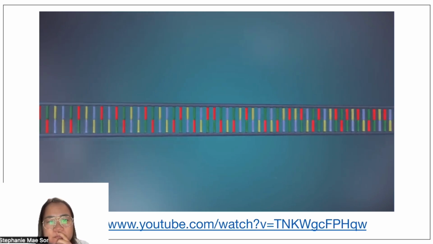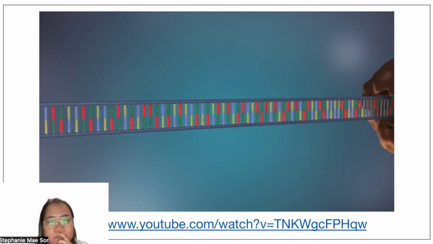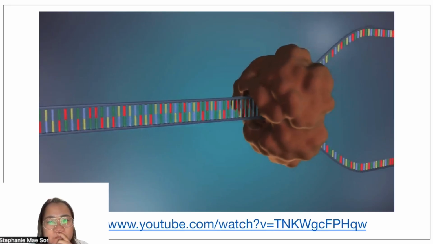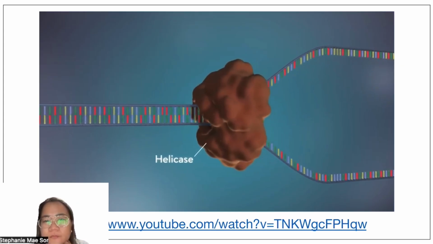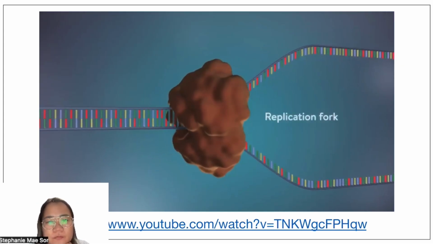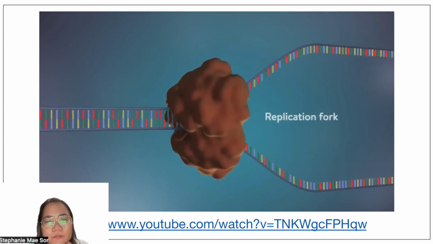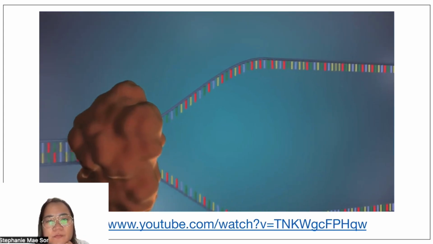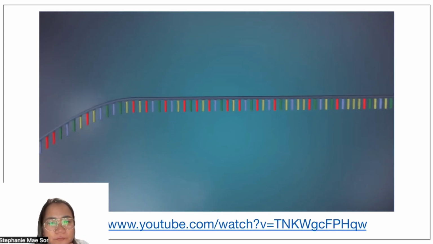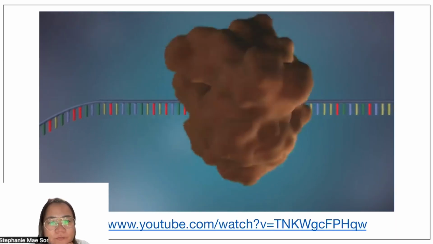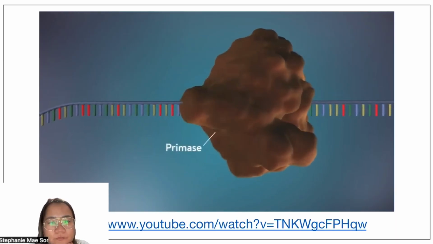The first step in DNA replication is to separate the 2 strands. This unzipping is done by an enzyme called helicase and results in the formation of a replication fork. The separated strands each provide a template for creating a new strand of DNA. An enzyme called primase starts the process.